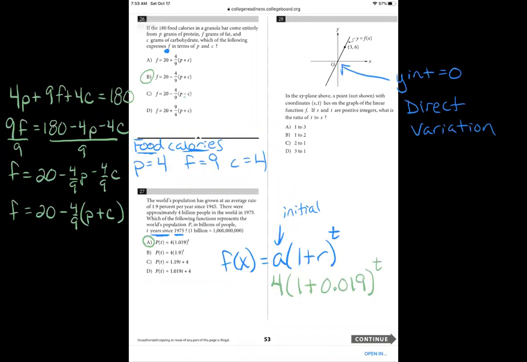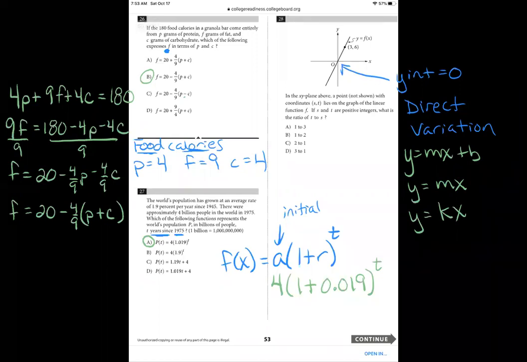Again, direct variation means the y-intercept is 0. So when you think slope-intercept form, if your y-intercept is 0, then the equation could be modeled y equals mx, or you might recall seeing it as y equals kx for direct variation. Regardless, the important part here is the relationship between x and y will be proportional for the entire line because you have that b value of 0.